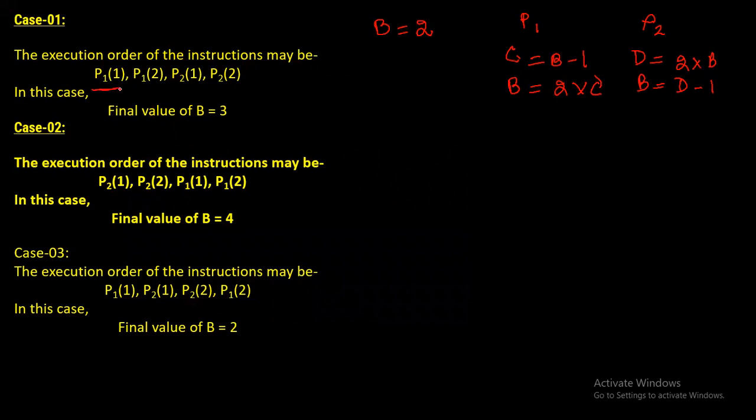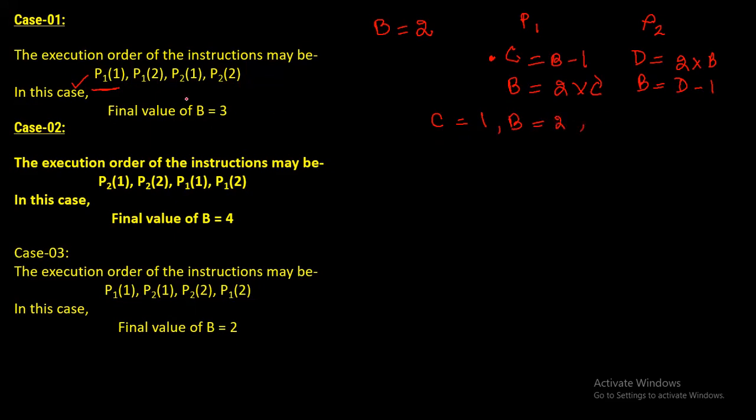That means by executing P1 and P2 concurrently, we are following this particular order. Then how much will the C value be? The first line of P1 updates C by B minus 1, that means 2 minus 1, which is 1. Then the second line of P1 updates the B value by 2 into C, that means 2.